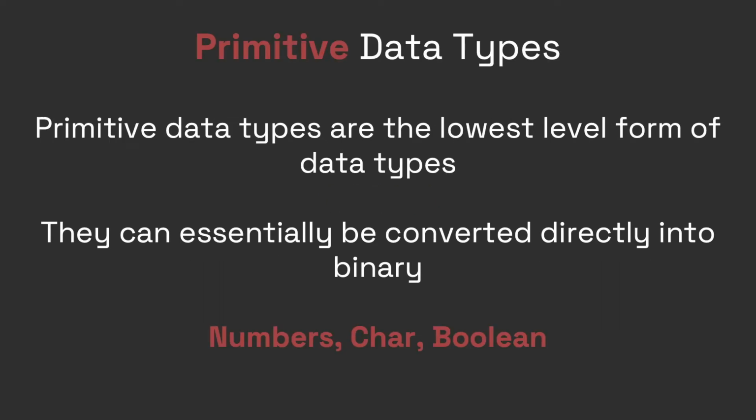Now that we understand data types in general, let's take a look at what we call primitive data types. These are essentially the lowest level form of data types. A good way to think of them is that they have an easy and direct translation to binary. Think numbers, characters, and Boolean values. Let's take a look at how numbers are organized. Numbers are the only primitive data type that have a kind of hierarchy to it. That is because you can represent different types of numbers in code.